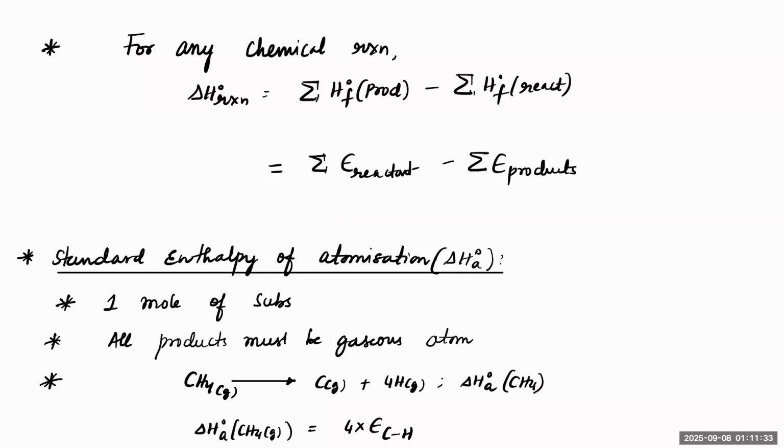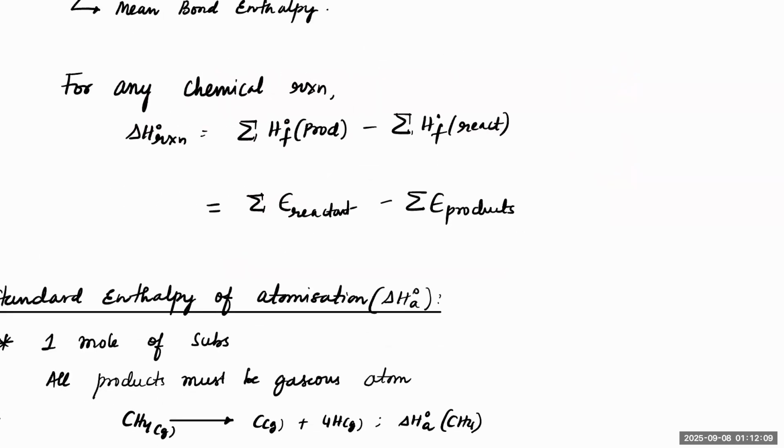Right. Now I can say that for any chemical reaction, delta H naught of the reaction is the enthalpies of formation on the product side minus the enthalpies of formation on the reactant side. Correct? Same way, if you write it in terms of bond dissociation energies, then we can write that as the summation of all the bonds on the reactant side minus the summation of all the bonds on the product side. Okay, this is in terms of formation. This is in terms of products.